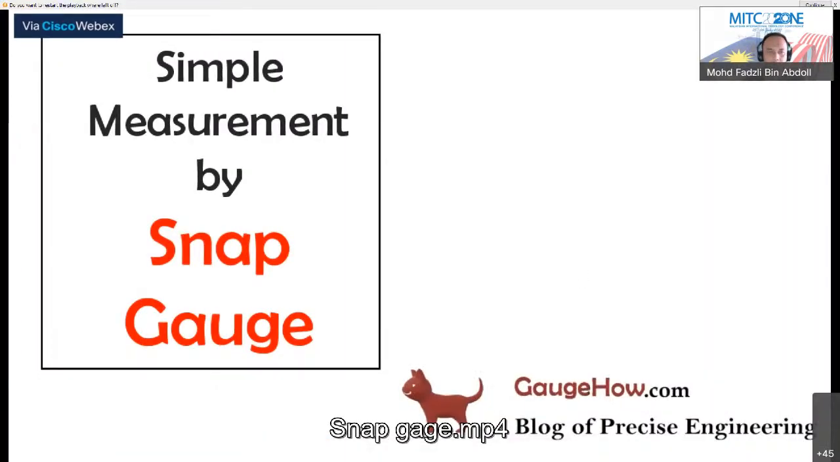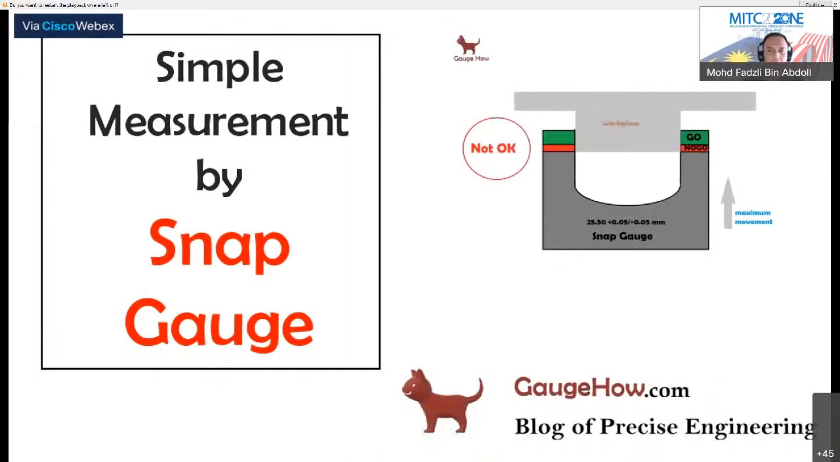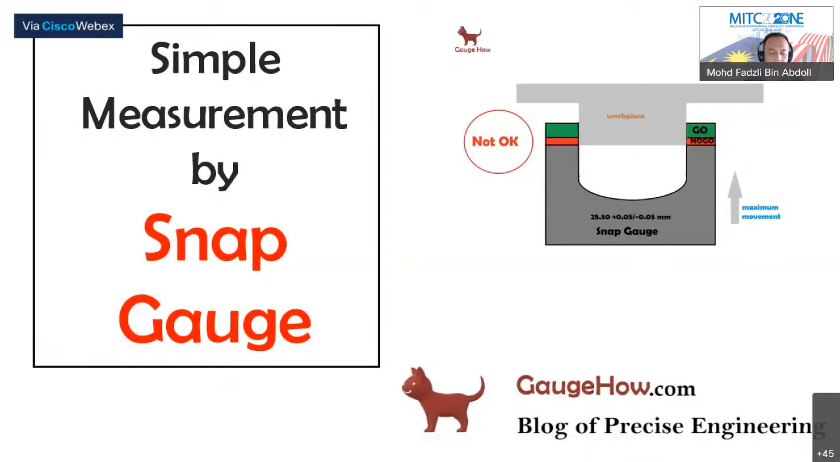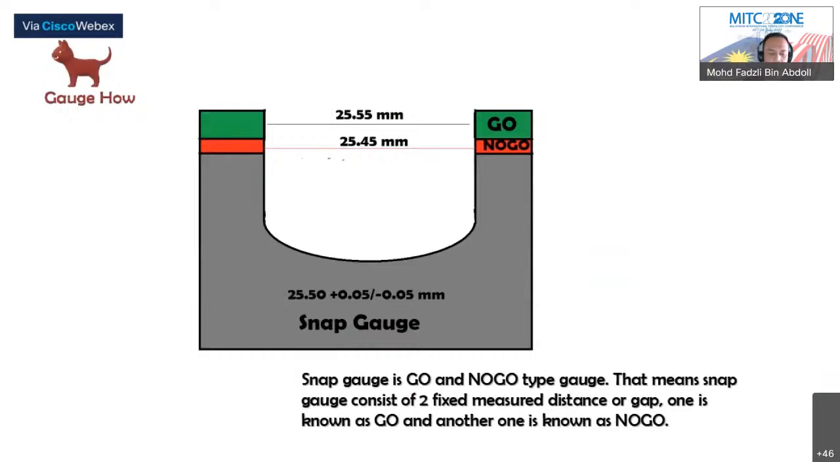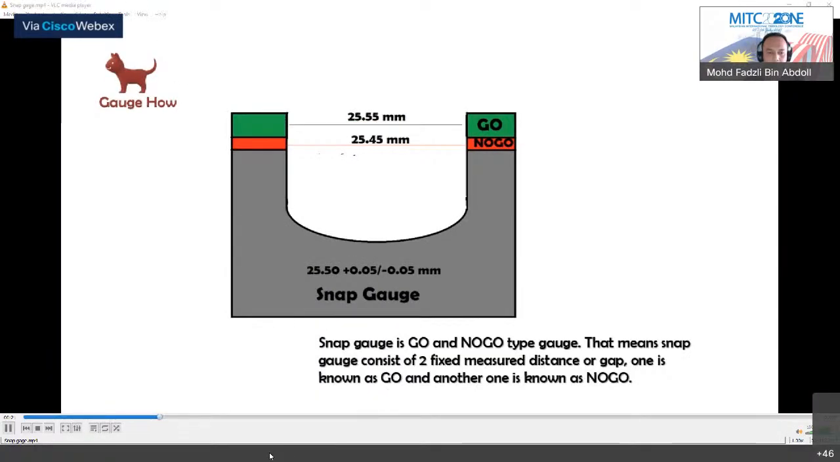Today we'll be talking about simple measurement by snap gauge. Here we have the snap gauge where the go measurement is 25.55 mm and the no go measurement is 25.45 mm. Here the go measurement is slightly higher than the no go measurement.